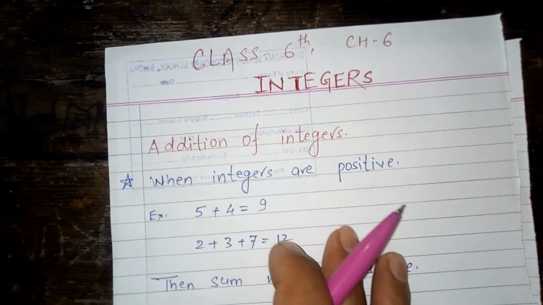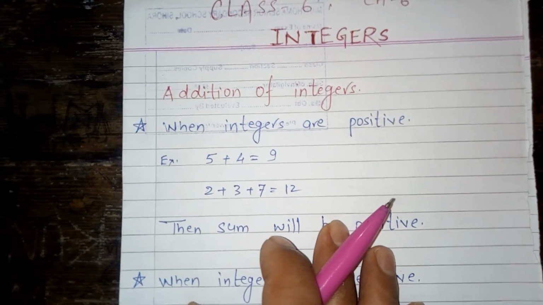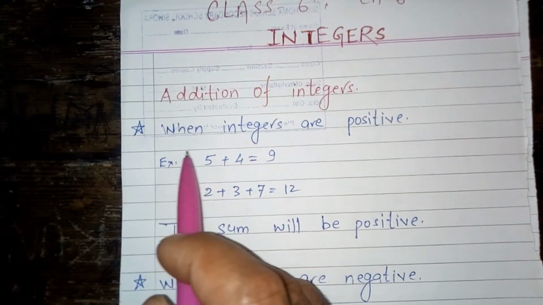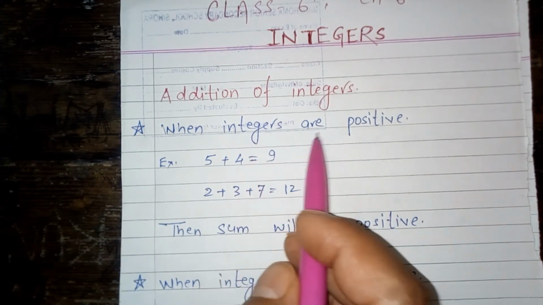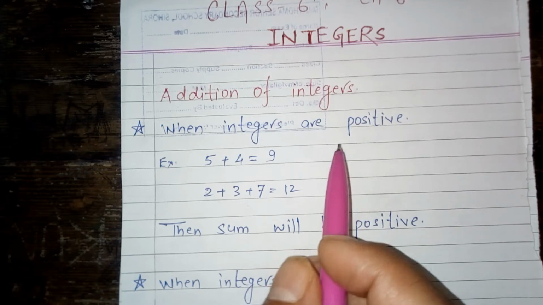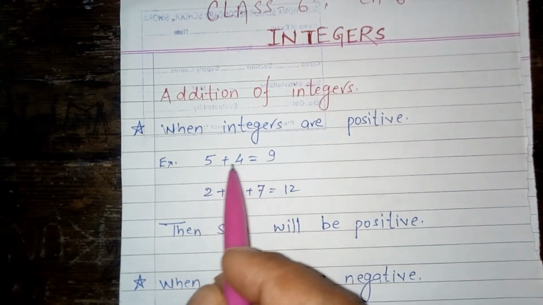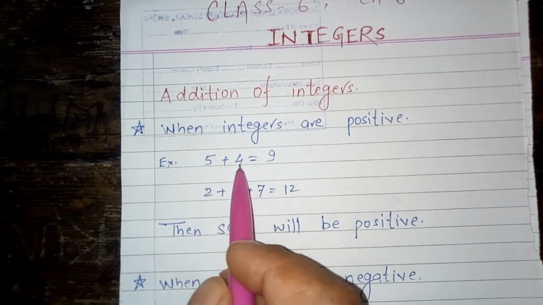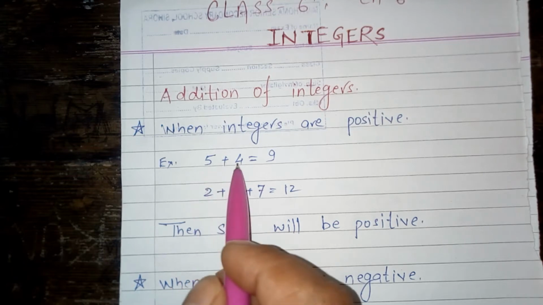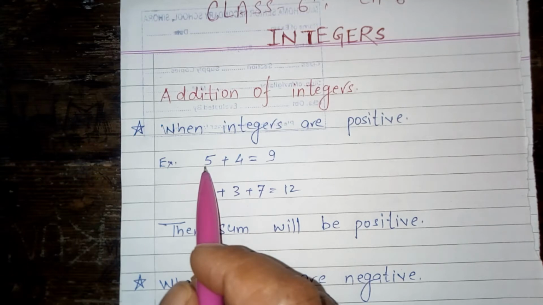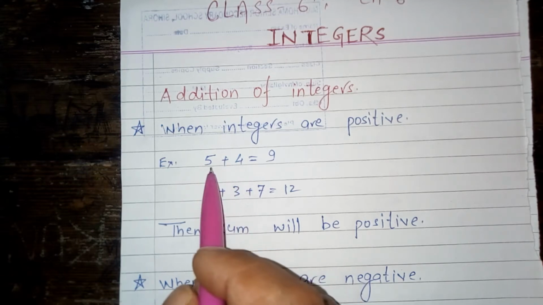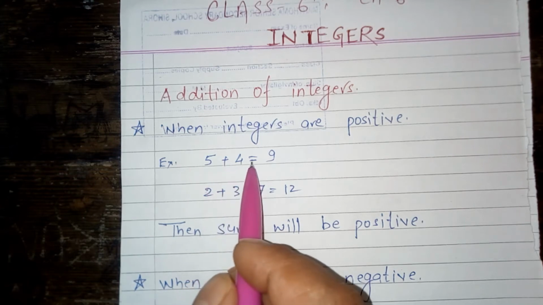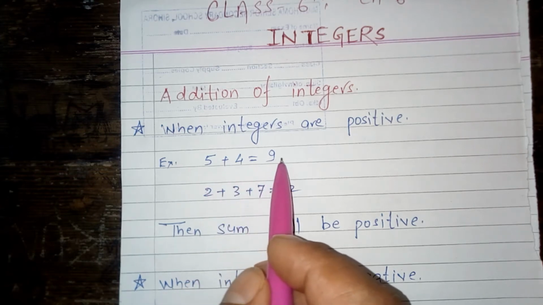In this case we will apply some conditions. Suppose when integers are positive, suppose you are taking two integers, 5 and 4, and these two integers are positive. The meaning is 5 is a positive integer and 4 is a positive integer. So 5 plus 4, you will get 9.